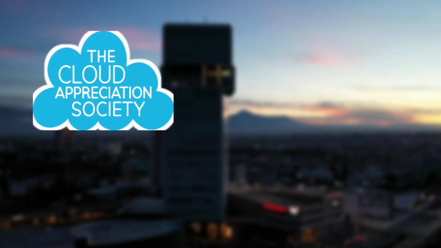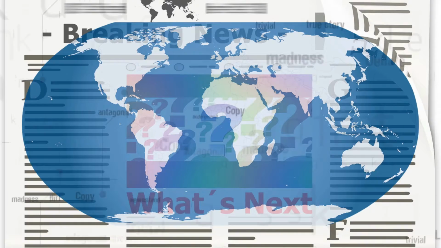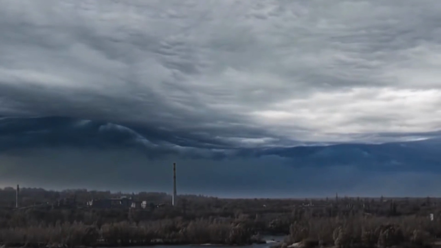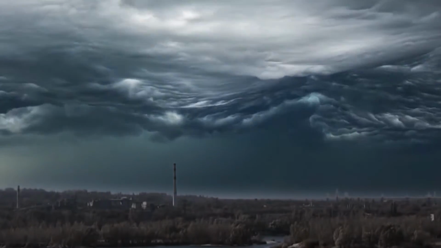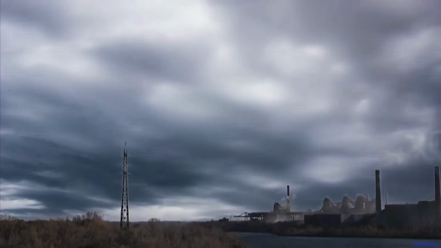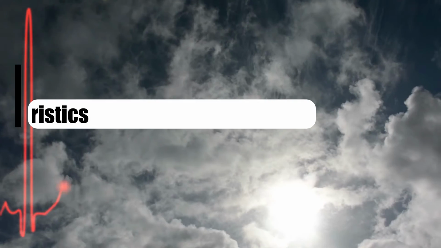The Cloud Appreciation Society, the University of Reading, and McGill University published a paper in 2017 attempting to describe the characteristics and causes of Asperitas cloud formation. The authors define Asperitas clouds by their rough, somewhat wave-like cloud bases, which lack the smooth undulating shape of the possibly related undulatus cloud type. The authors hypothesize that Asperitas clouds are likely formed by weak oscillatory activity based on their semi-wave-like characteristics.